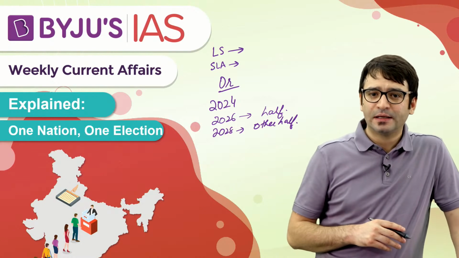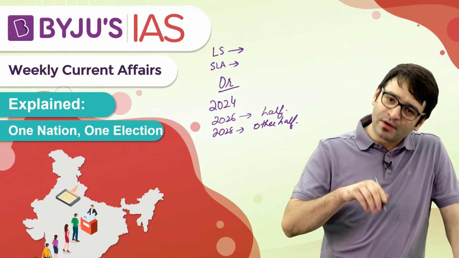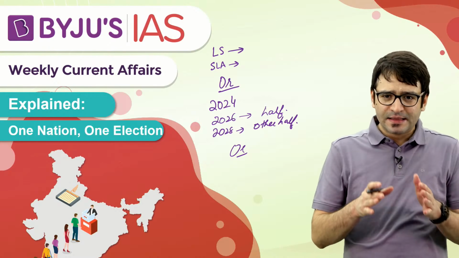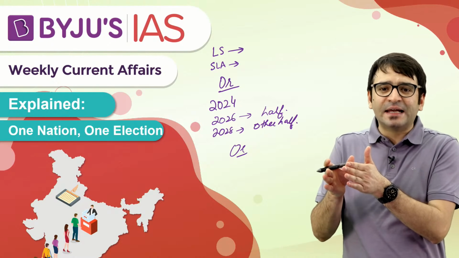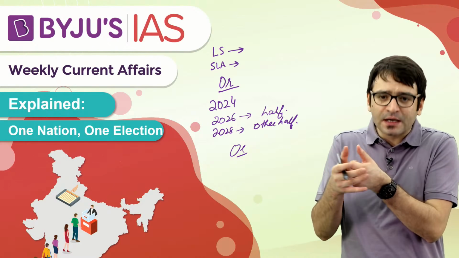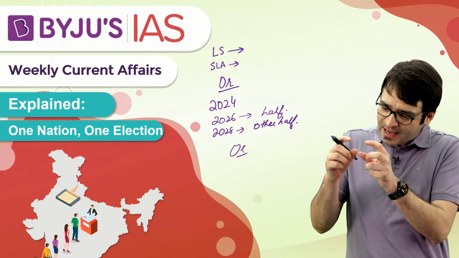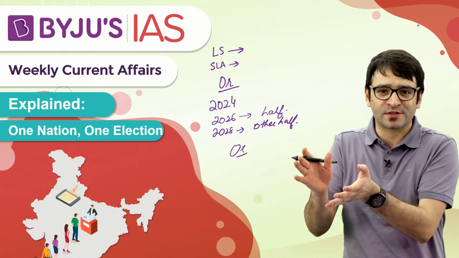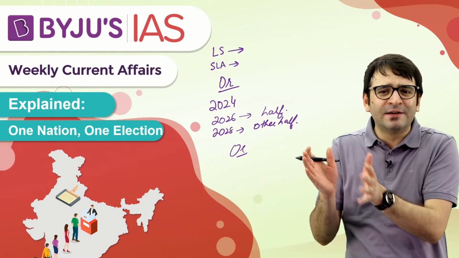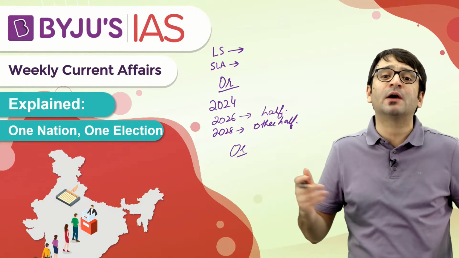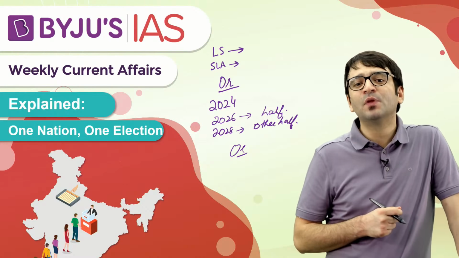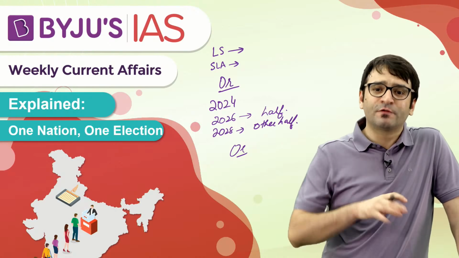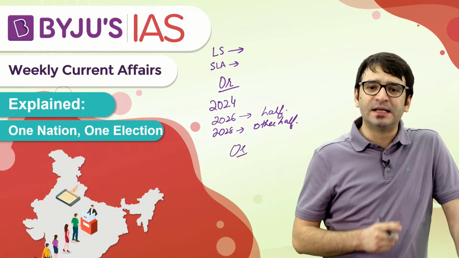Let's implement this. Even if you're not satisfied with this, we have another compromise. And what is the compromise? Let's ensure that elections falling in one calendar year at least should be clubbed together, so that we can have one particular period in a particular year which is reserved for elections. And then all the ill effects of frequent elections will be taken care of. That is the idea of simultaneous elections. That is the compromise in favor of an alternative towards simultaneous elections.